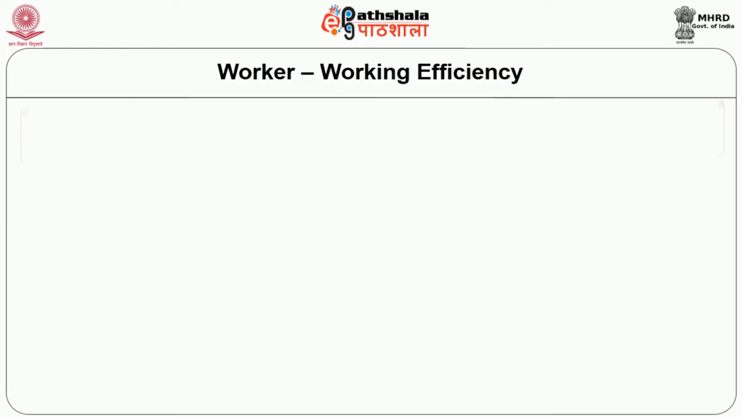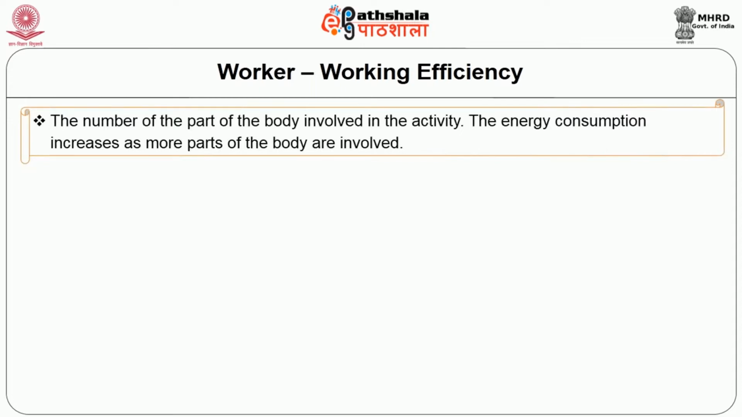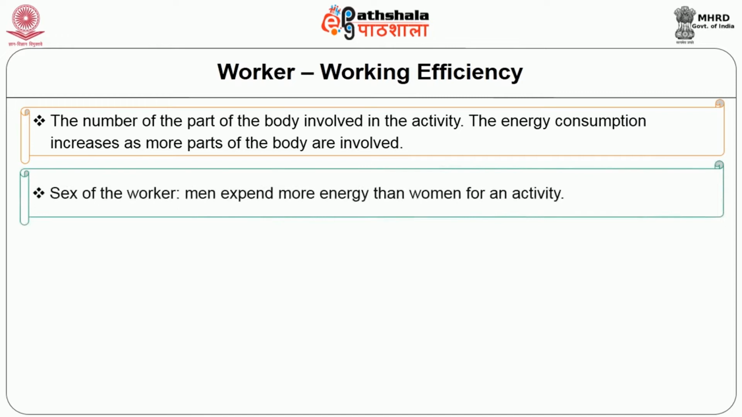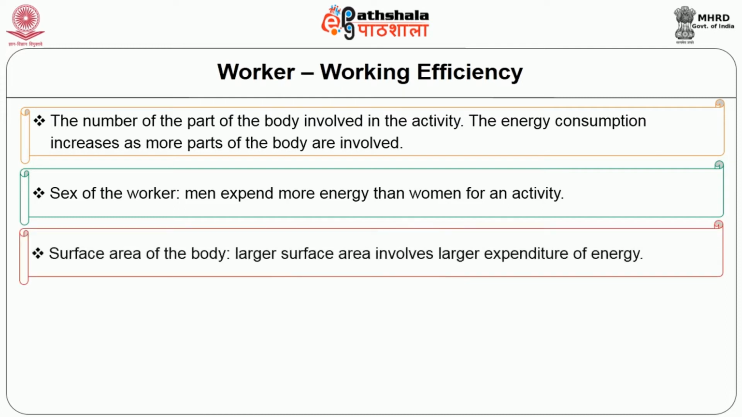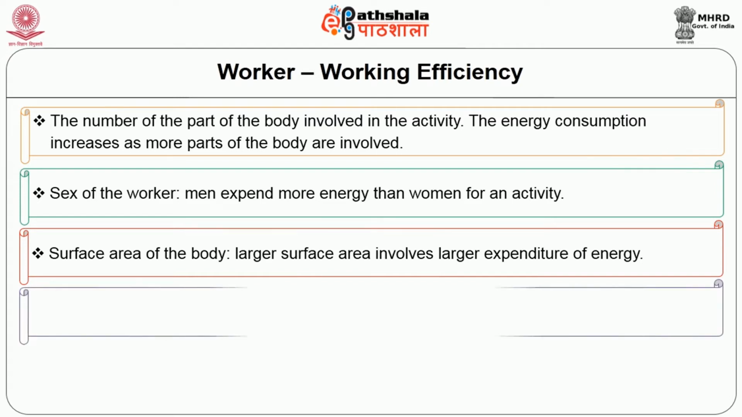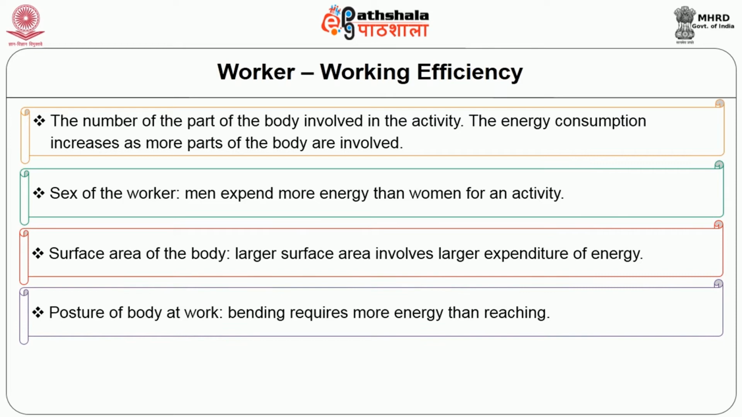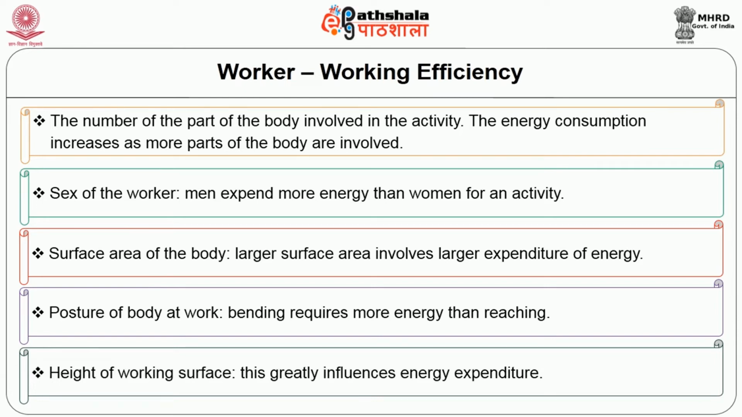The total energy spent on an activity is largely dependent on the following factors. First, the number of parts of the body involved in the activity: energy consumption increases as more parts of the body are involved. Second, the sex of the worker, which means that men expend more energy than women for any activity. The third would be the surface area of the body: the larger the surface area involved, the larger the expenditure of energy. Then the posture of the body at work, which means that bending requires more energy than reaching. The height of the working surface also has great influence over energy expenditure.